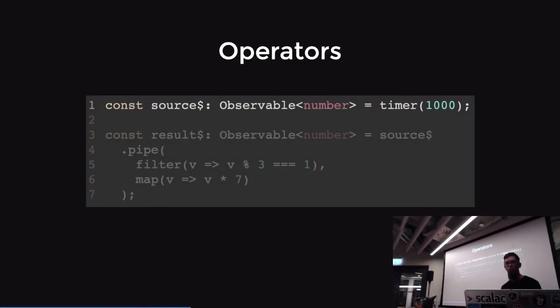And this is how the code looks. I'm pretty sure most of you are familiar with how it's written in code. We have our source observable. We use the pipe function to chain our operators, and then we just put them in. We can put as many operators as we want to and chain them together.